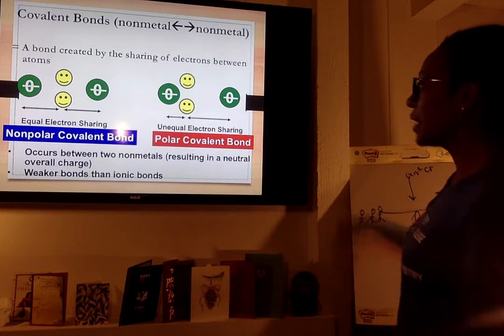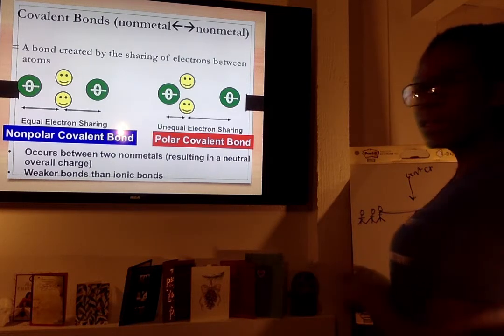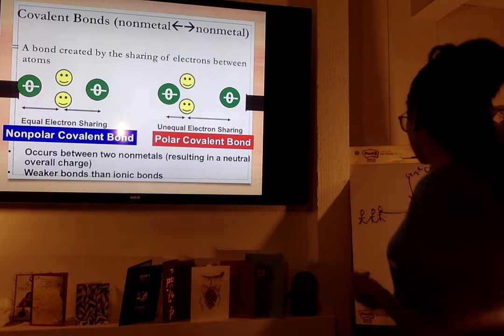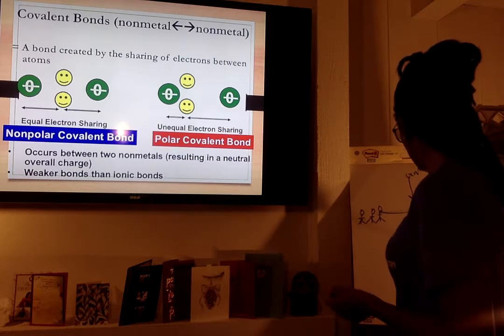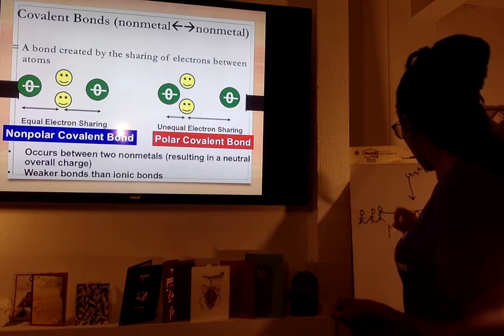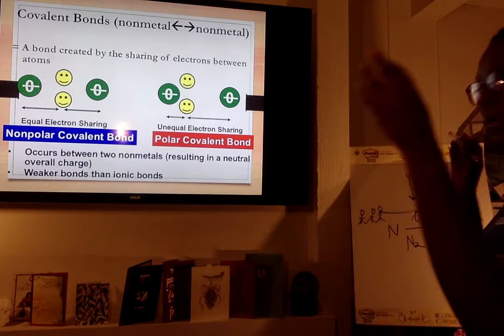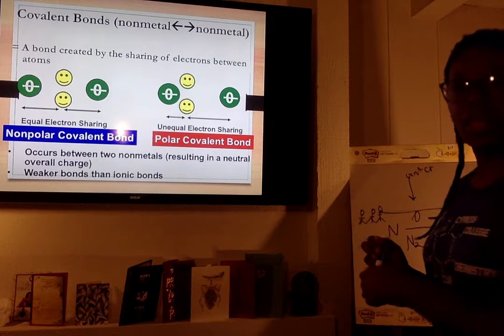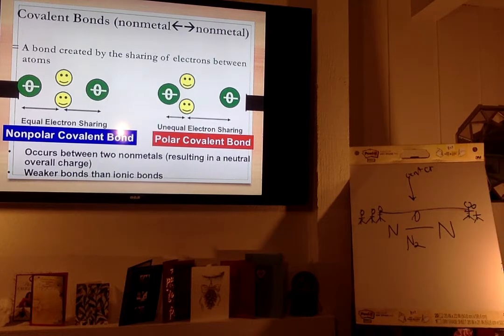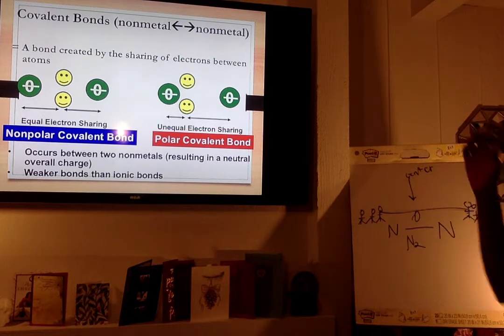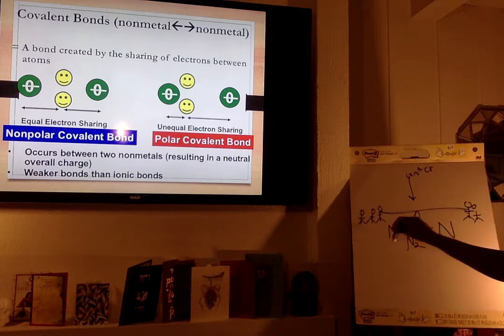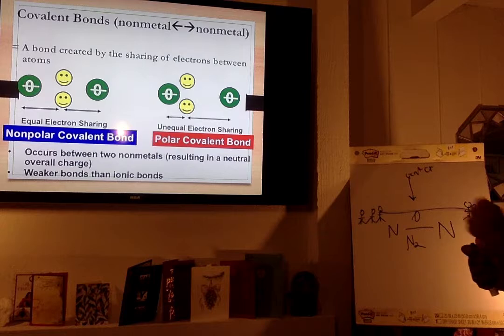So let's say if this was N2. You have N on this side, and it's bonded to the N on this side, and they're equal because they're both nitrogens. If you had N's on both sides, then it's just an equal sharing. This one isn't going to be stronger than this one. They're an equal amount, so there's no pull.